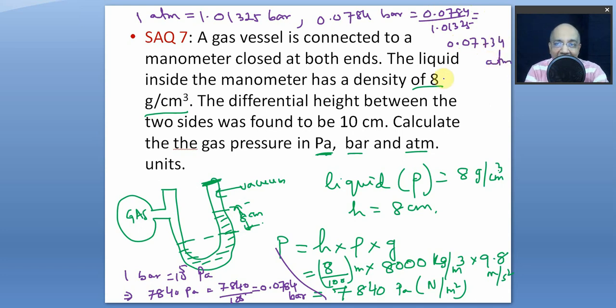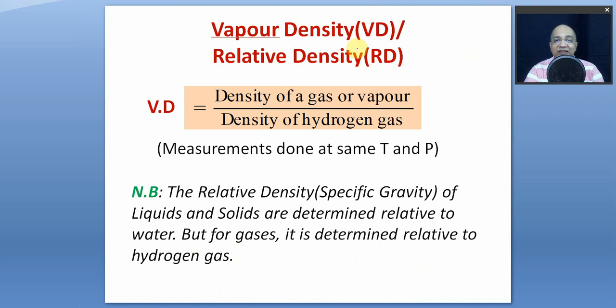Bar and atmosphere, they are very close, but they are not the same. Bar is 0.0784, this is 0.0773. So if you take 3 significant digits, you will find there is a difference. Right? So with this, we proceed to the next, a very, very interesting aspect. It is called vapor density or relative density.